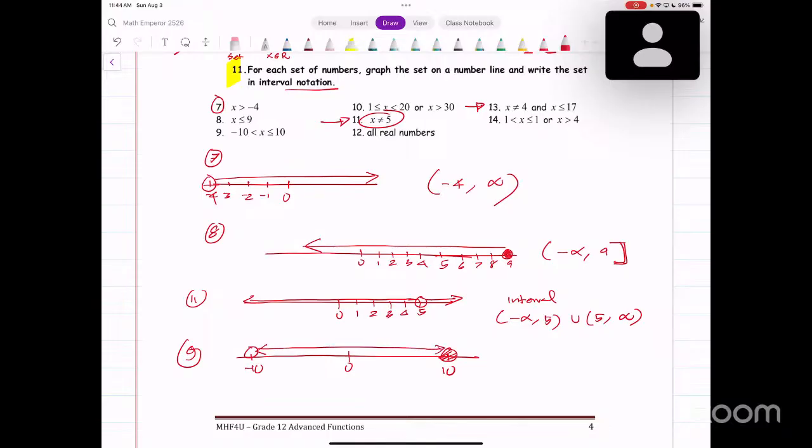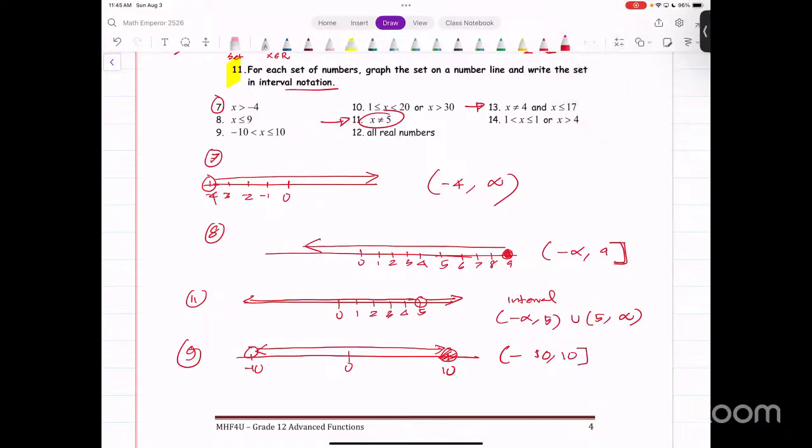So how do I do that in interval notation? I will start from -10, do not include it, and go all the way up to 10, but include the 10, right? Are you following that, sir?